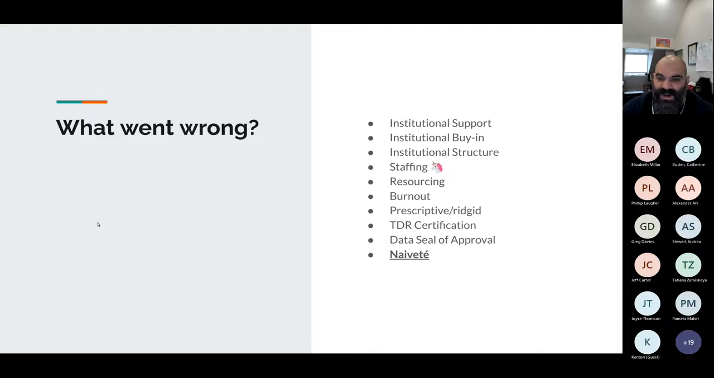And then finally, just really naive, early on. Did I have rose-colored glasses and just believe that we can just do this? In hindsight, I think I was really naive about a lot of this stuff. So that's a little bit of what went wrong.